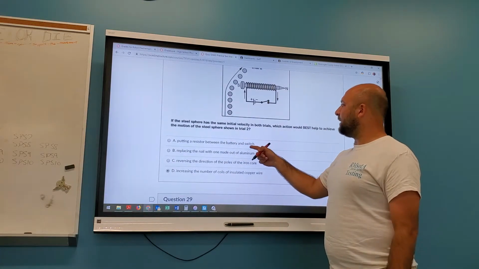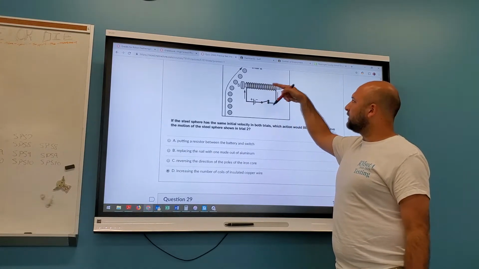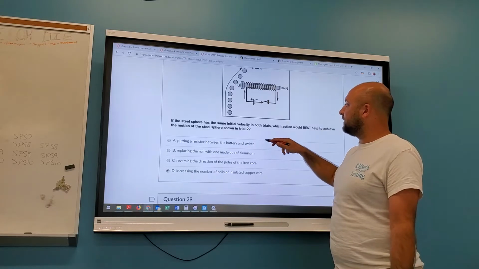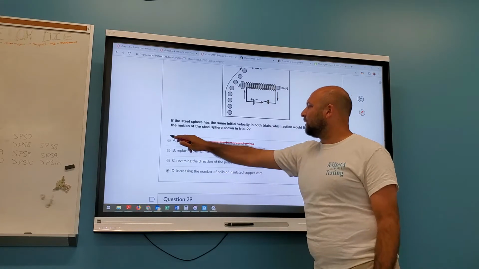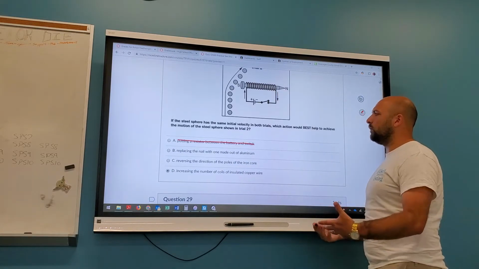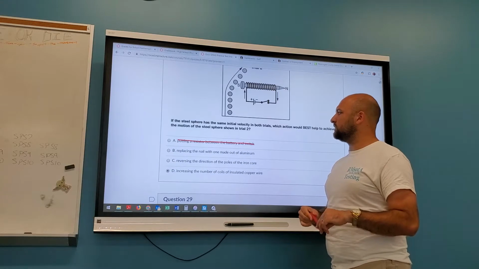Put a resistor between the battery and the switch. If you put a resistor in there, you're not going to have as many electrons flowing through. Fewer electrons flowing through means less of an electromagnetic pull, or push, I should say. But anyways, that's not going to work. I don't want a resistor. I don't want to slow the electrons. I want to go faster. I want a bigger battery. I want more coils. I want a bigger iron core. Those are the things I want.